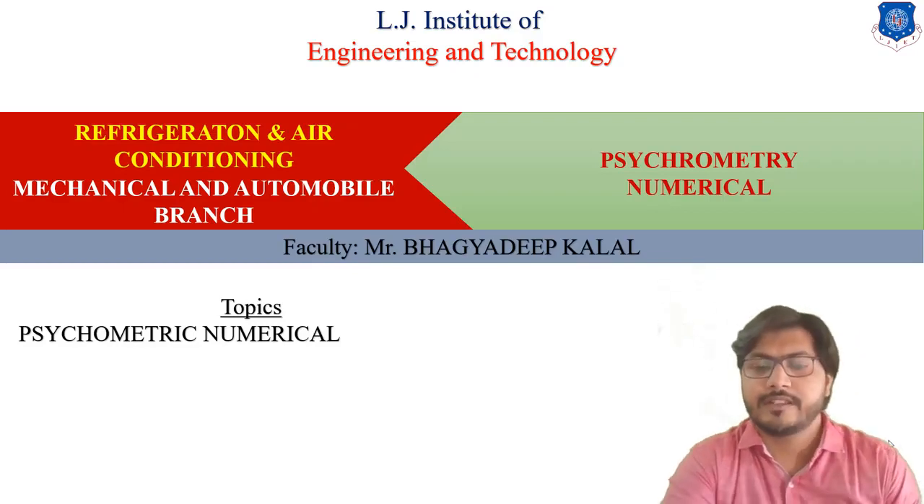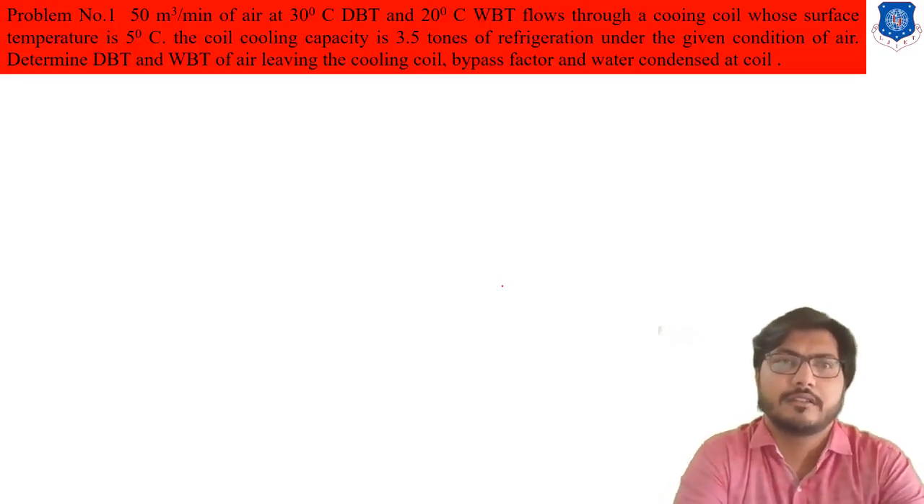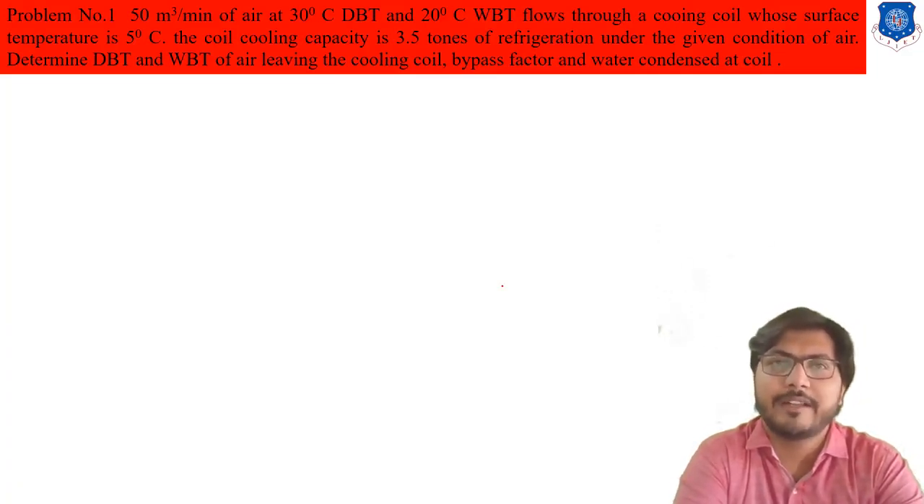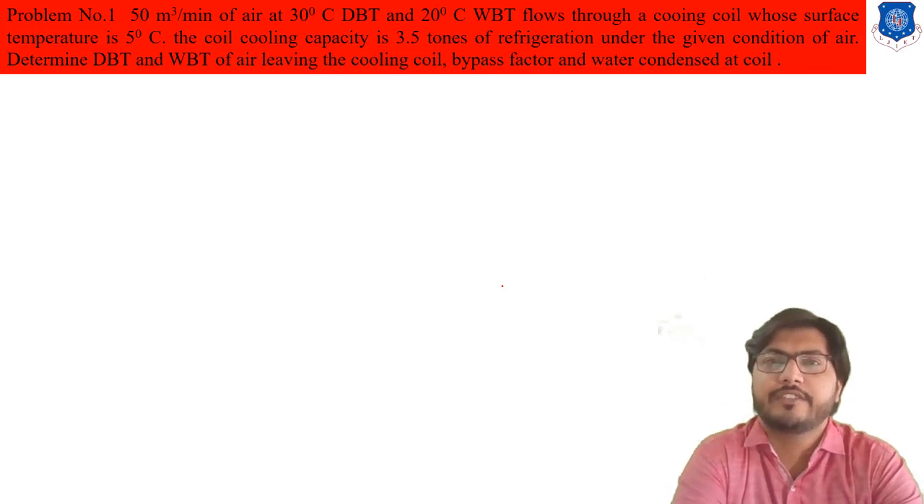Okay, so the first problem is: 50 meter cube per minute of air at 30 degrees centigrade dry bulb temperature and 20 degrees centigrade wet bulb temperature flows through a cooling coil whose surface temperature is 5 degrees centigrade. The coil cooling capacity is 3.5 ton of refrigeration under the given condition of air. Determine the dry bulb temperature and wet bulb temperature of air leaving the cooling coil, the bypass factor and the water condensed at the coil. This is a good numerical.